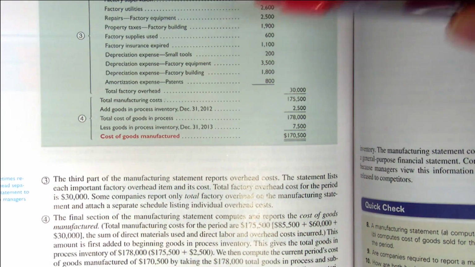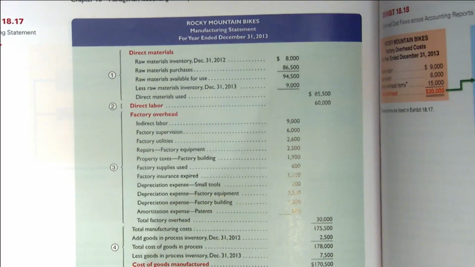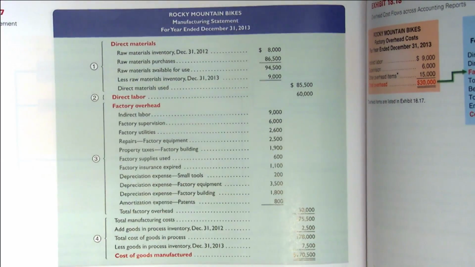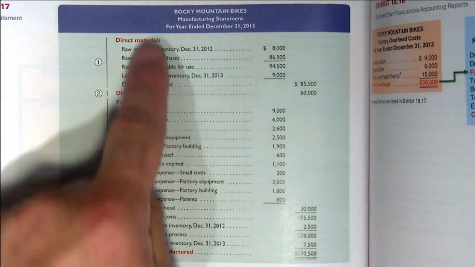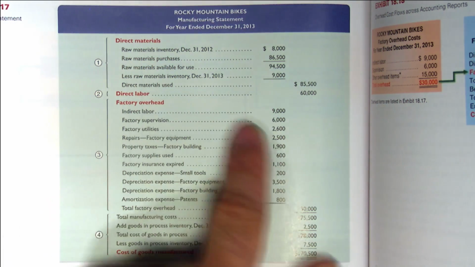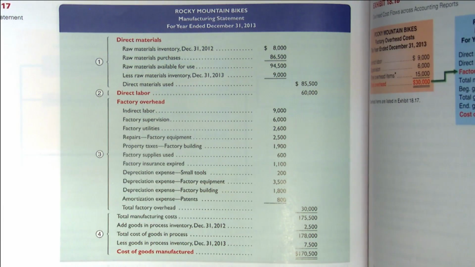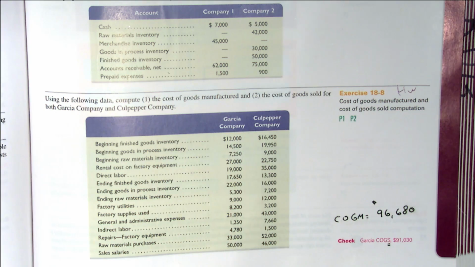Now, what we're going to do here is work in class a little bit. And we're going to prepare a cost of goods manufactured statement. They're going to give you a bunch of these items, and you have to put it in the format that they're showing here. Here's what I want to work on in class. Exercise 18.8. It's on page 763.